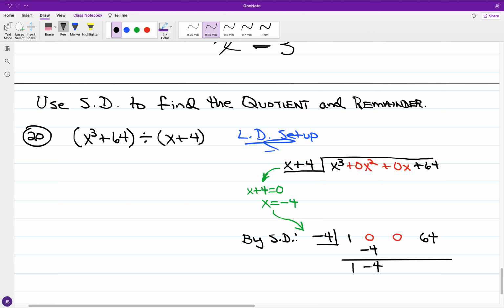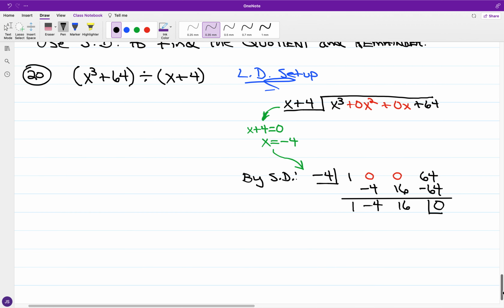And then we have negative 4 times negative 4, so this will be positive 16. 0 plus 16 is 16. Now we have negative 4 times 16 is negative 64. And 64 plus negative 64, that is going to be 0. And so for the remainder, the remainder is going to be 0.